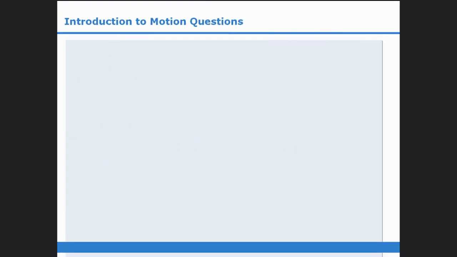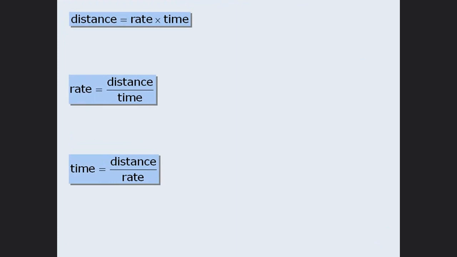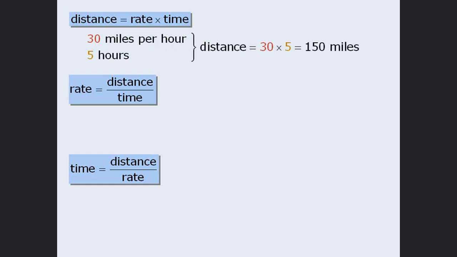Now, to tackle motion questions, you must be familiar with these three formulas that relate the three common elements of motion. Let's apply each formula to a different scenario. For example, let's say that a bird travels at a rate of 30 miles per hour for 5 hours. To determine the distance it traveled, we multiply the rate of 30 miles per hour by 5, the number of hours traveled, to get 150 miles.